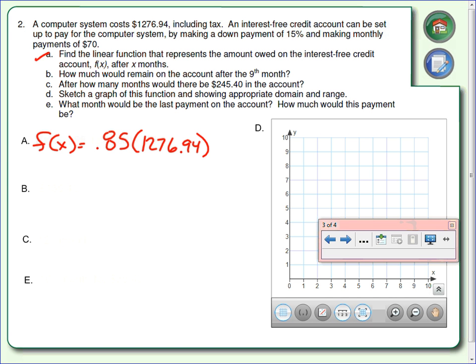Now, according to this, every month he's going to pay $70. So every time we go over here, we're going to be subtracting from that amount. And how much are we going to subtract every month? Come on, guys. How much are we going to subtract? $70. So 70x, x representing the number of months.